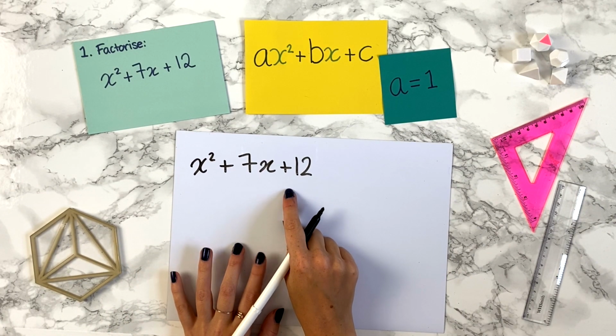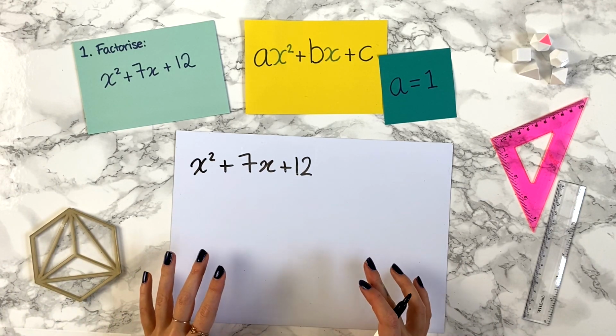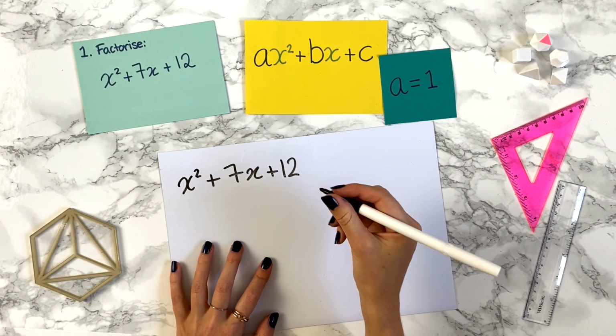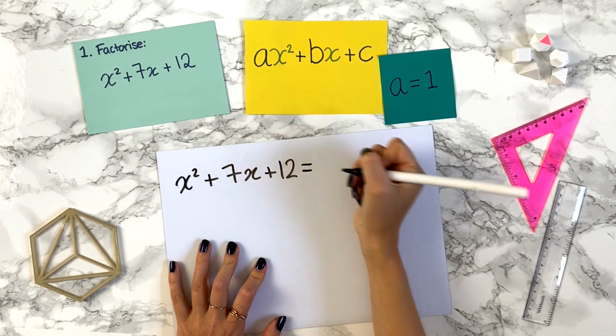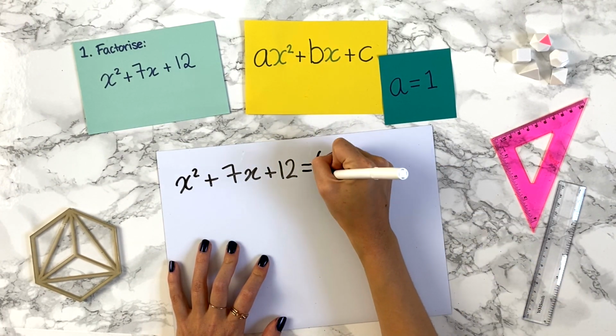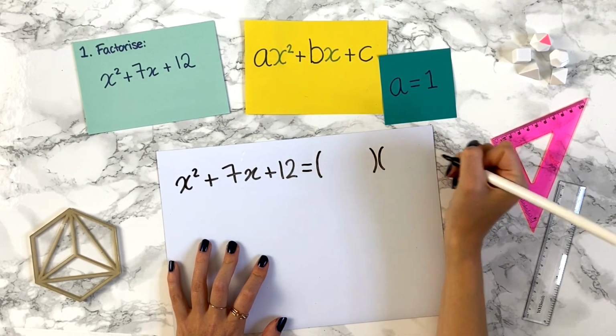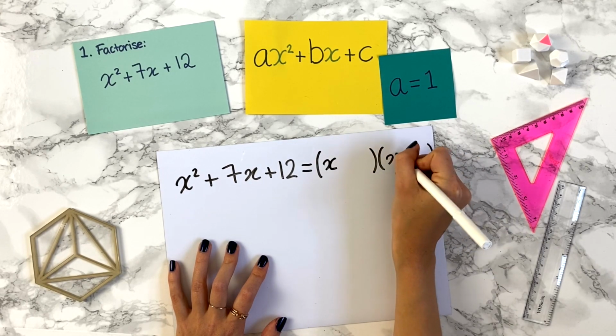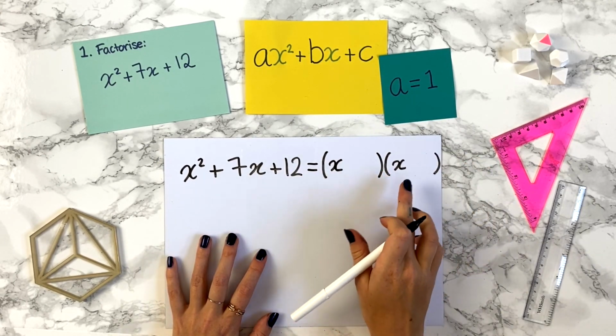So factorise basically means put into brackets. So the first thing to do when you get a factorise question for when a equals 1 is we do an equal sign here. You're going to do two sets of brackets, say like this, and you're going to write an x at the beginning of each. So we've got two brackets with x starting both of them.